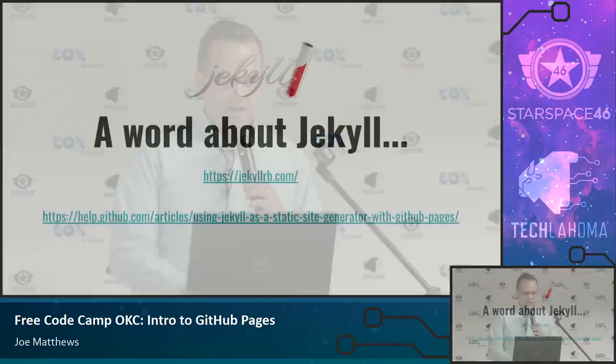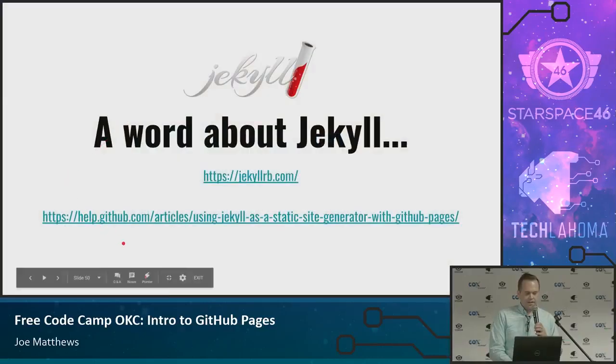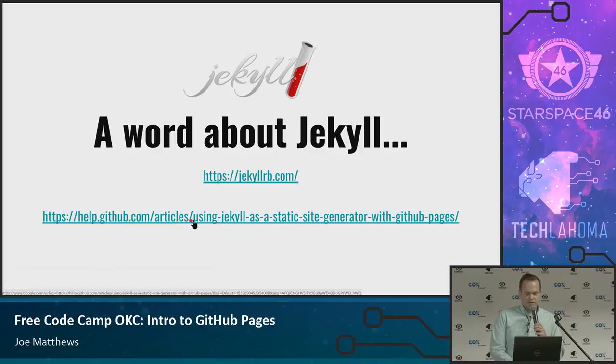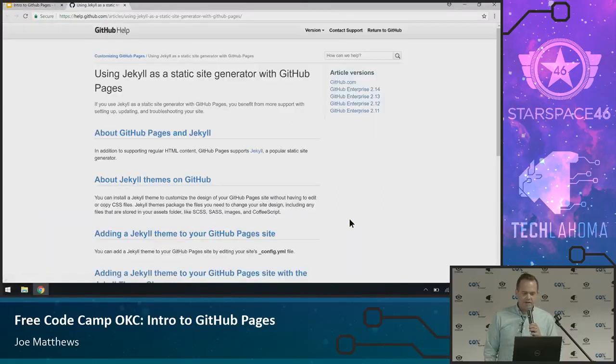Jekyll is built into GitHub. I think the co-founder of GitHub created Jekyll as well. And so there's a little preference on that side. There's other static site generators. But I wanted to show you this page. The second link down here is a really long link. It's help.github.com articles using Jekyll as a static site generator with GitHub Pages. They could have made that a little shorter, I think. But if you click on that, you get a GitHub page with amazing documentation that goes over all of this.